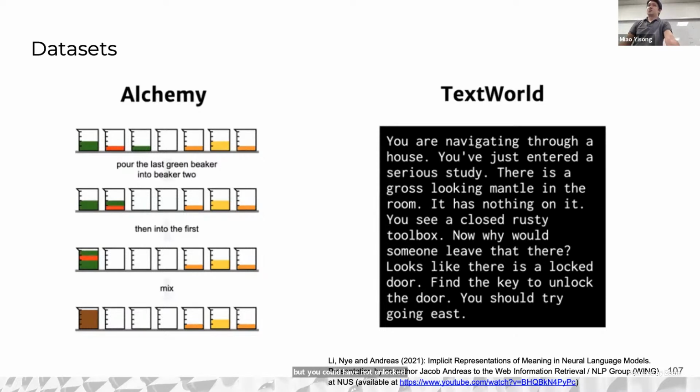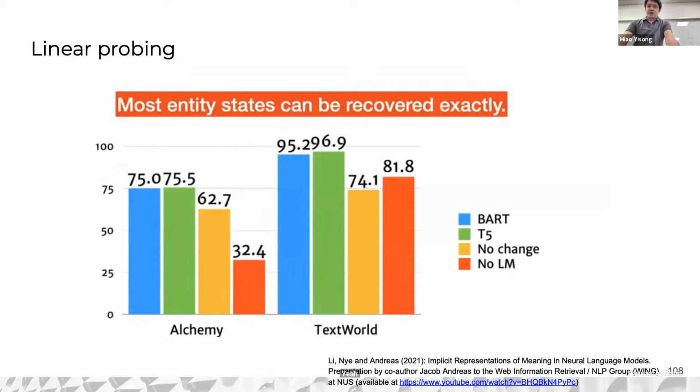And then they did experiments using these two data sets. I will not describe what these data sets are. They are Alchemy and TextWorld. And their results are interesting. So they took two encoder-decoder models, BART and T5, and they found that they can achieve about 75% correct entity states for the Alchemy dataset. And then they can achieve between 95 to 96% correct entity states for the dataset TextWorld.